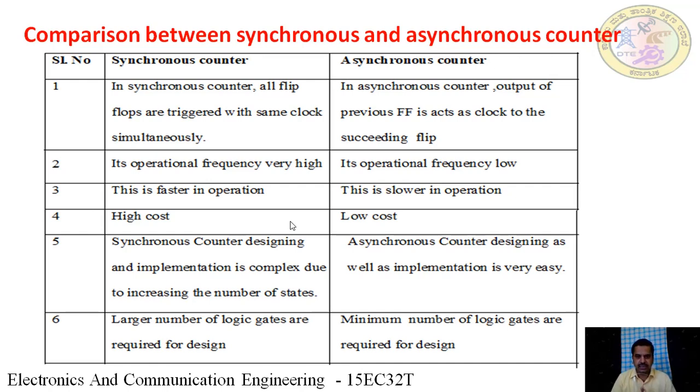Whenever we require faster operation, we use the synchronous counter. Whenever we can accept slower operation, we use the asynchronous counter. For example, measurement of temperature, pressure, etc. does not require much faster operation, so you can use asynchronous counter. When it is required to calculate any values at a faster rate, then you can use the synchronous counter.